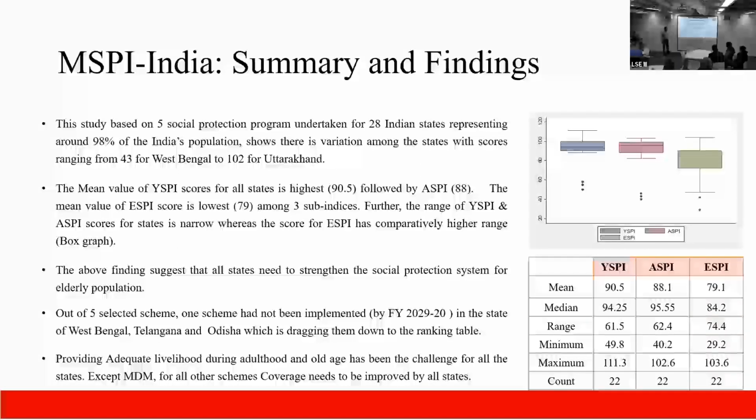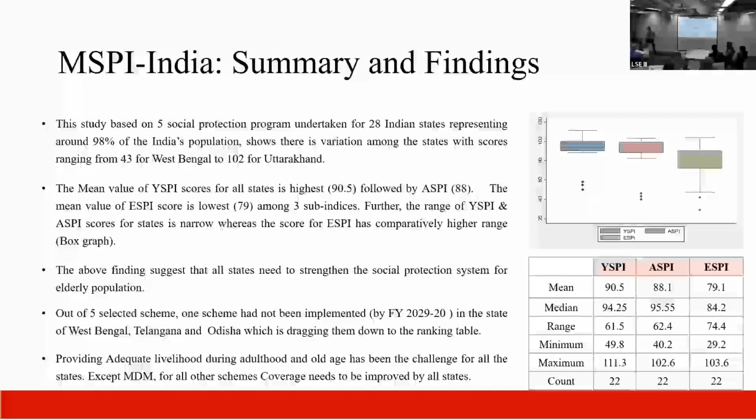Even when we look at the various life cycle stages, after evaluating dimension-wise, scheme-wise, and life-cycle-wise, we find that all the states need to strengthen their social protection programs for the elderly people, because we don't have adequate social protection programs which can take care of them. And again, out of these schemes, what I already mentioned, these states are dragging down the overall score, and I think Telangana also started implementing the scheme.